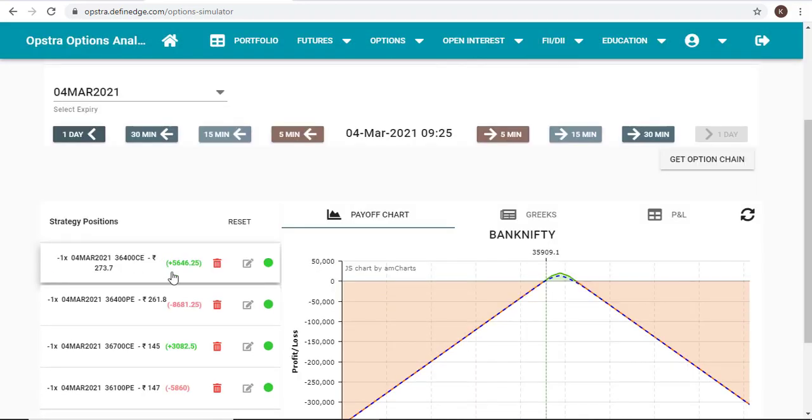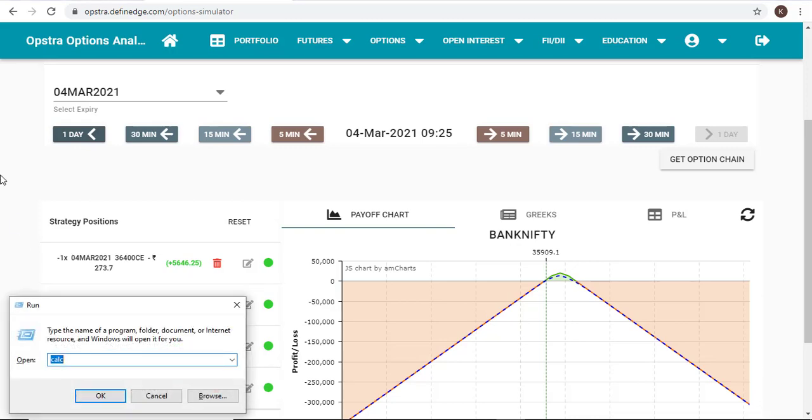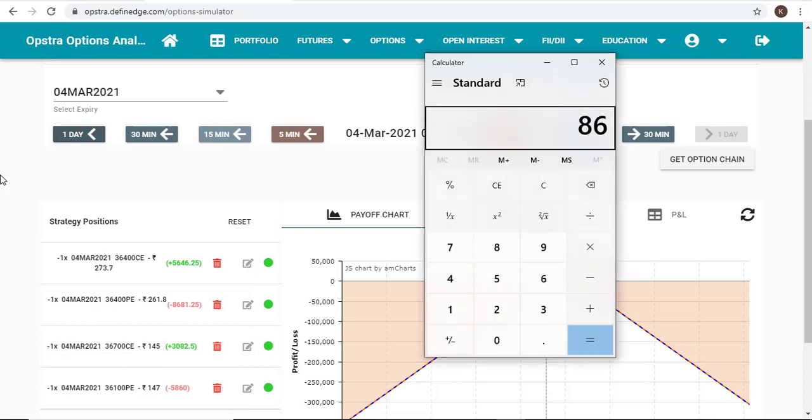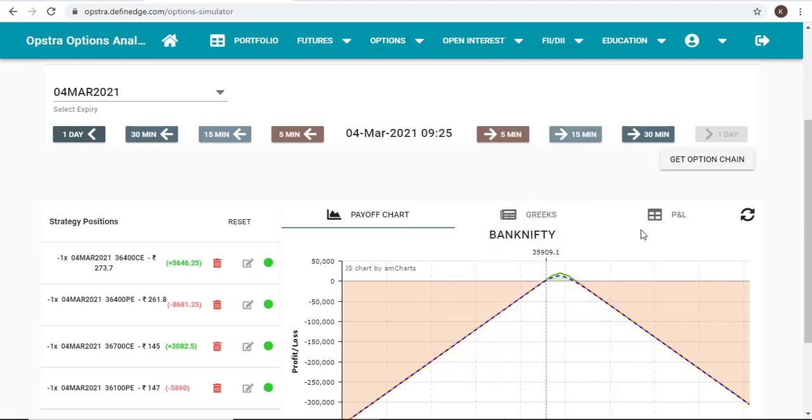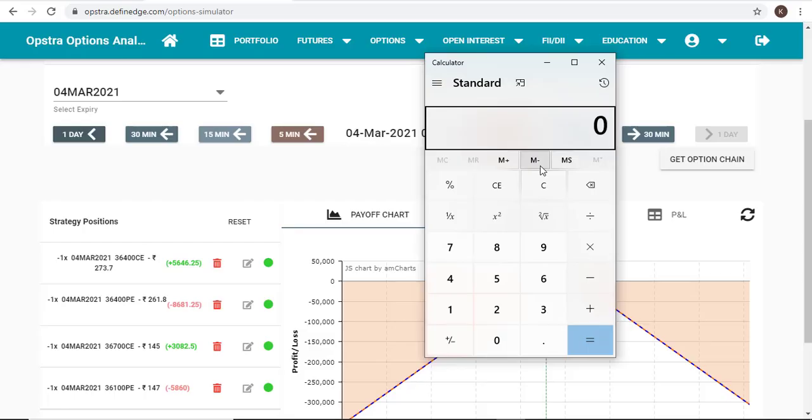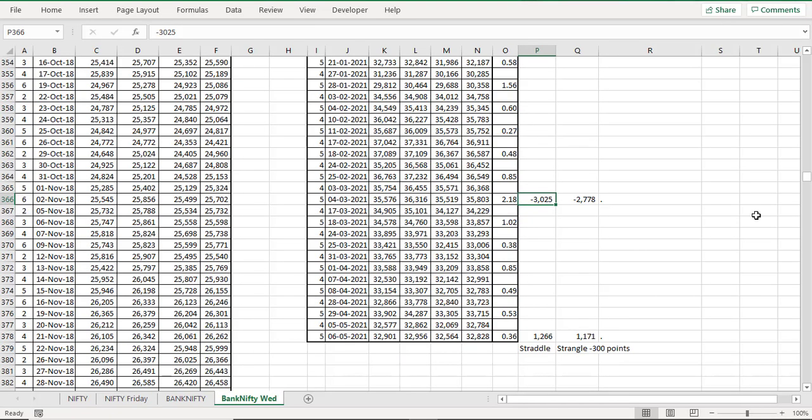So on call we gained 5,600, but on put we lost 8,600. So let's check the net profit or loss. 8681.25 minus 5666.25. So we lost 3,000 rupees in a strangle when there was a 2% gap down. 3025. Let's see what happened in straddle. 3082 minus 5860. There will be a huge loss if there is a big gap up or gap down.